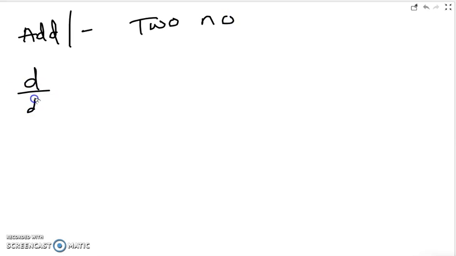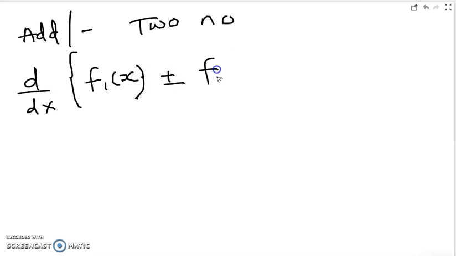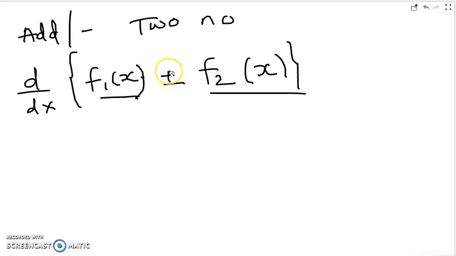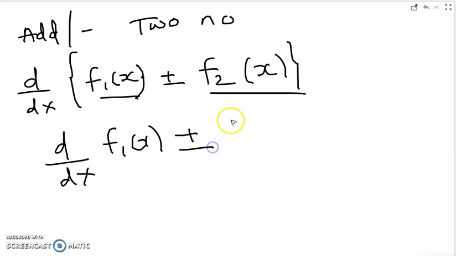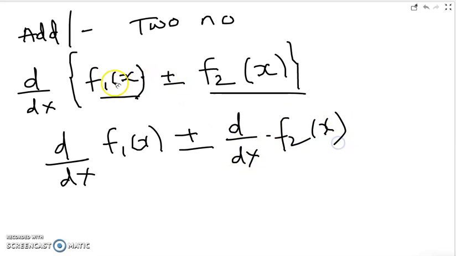So d by dx is there. Let the functions be f1 of x plus or minus f2 of x. This means first number, second number. Plus means plus, minus means minus. Just what we do: d by dx of f1x plus or minus d by dx of f2x. If 3x is there, first we derivate 3x. Here 2x is there, first derivate 2x. So first number, second number, one by one. If it's plus, keep plus. If it's minus, keep minus.